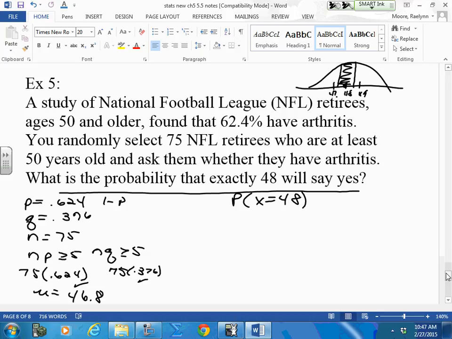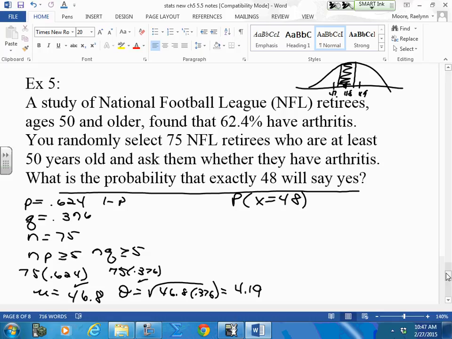Find your standard deviation. Kind of flows a little bit. You already have your N times P. Multiply it by your Q. And you'll find your standard deviation. The 4.19. We'll use 4.19. That's fine.